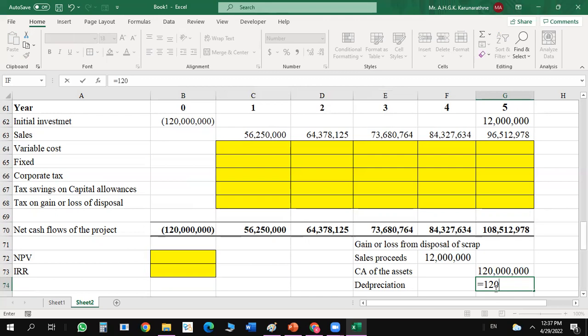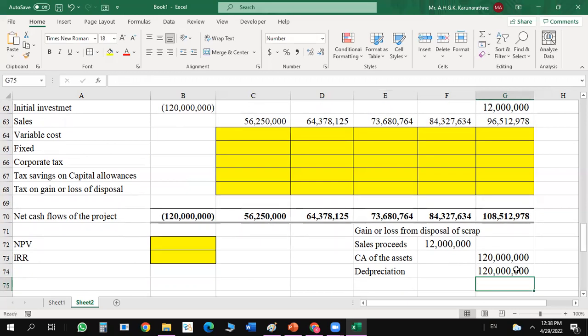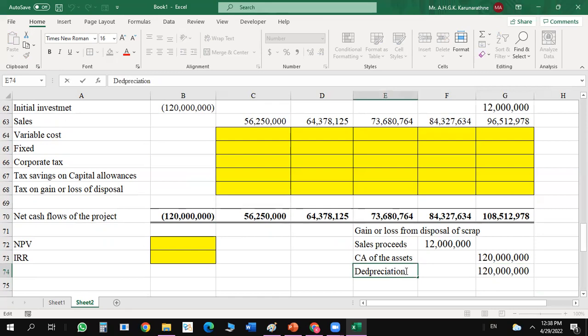120 million divided by 5. That gives you annual depreciation, 1 year depreciation, right? Depreciation per annum is this. අවුරුදු 5ක depreciation නම් මේක multiply කරන්න 5 වලින්. එතකොට depreciation එක 120. එතකොට carrying amount එක කියලා කියන්නේ මොකද්ද? Cost minus accumulated depreciation, right?